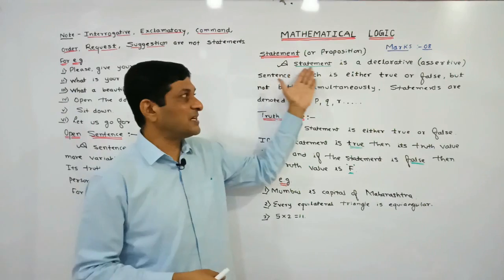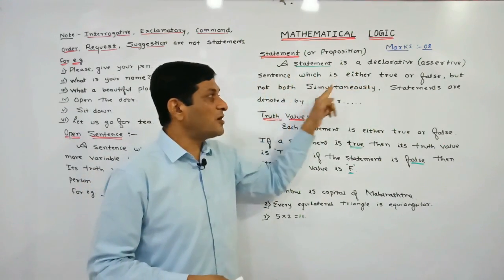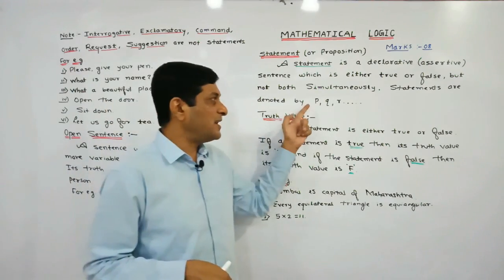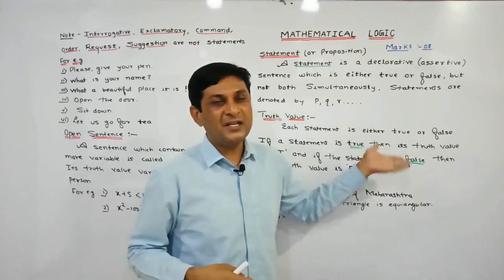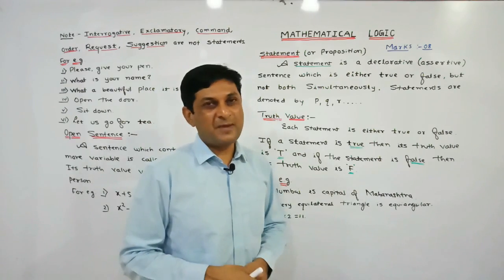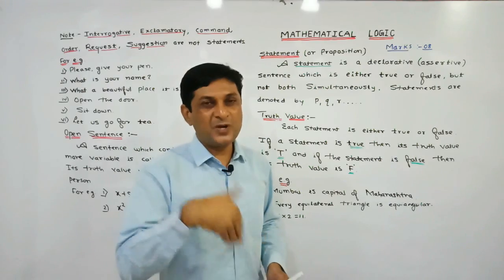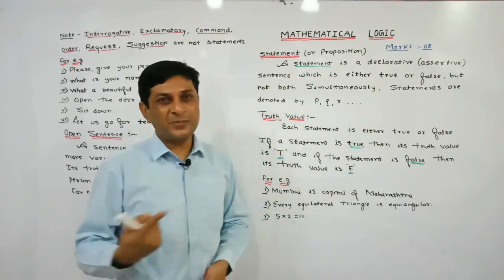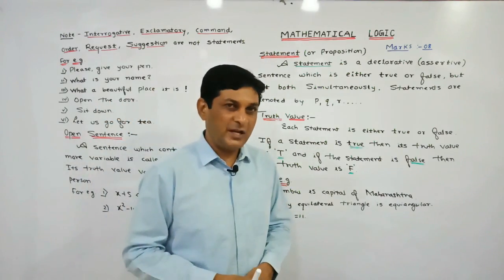Observe the definition. A statement is a declarative sentence which is either true or false, but not both simultaneously. Statements are denoted by small letters, but generally we are denoting them by p, q, r. If a fourth statement is there, denoted by s. Means statements are denoted by what? Small letter, but in our textbook we have given the priority that statements we are denoting by which small letter? p, q, r, s, etc. It can be denoted by any small letter.